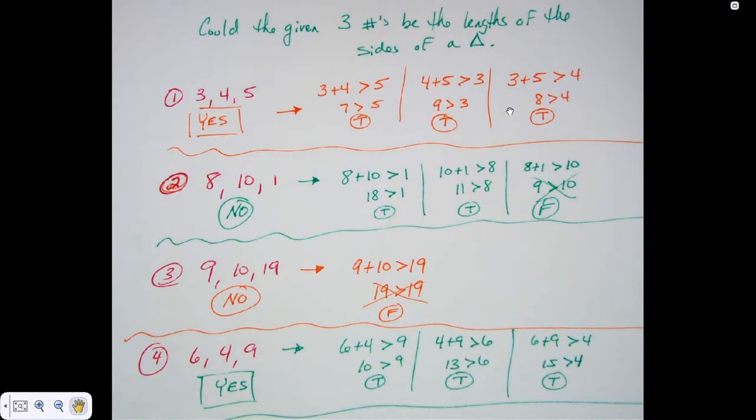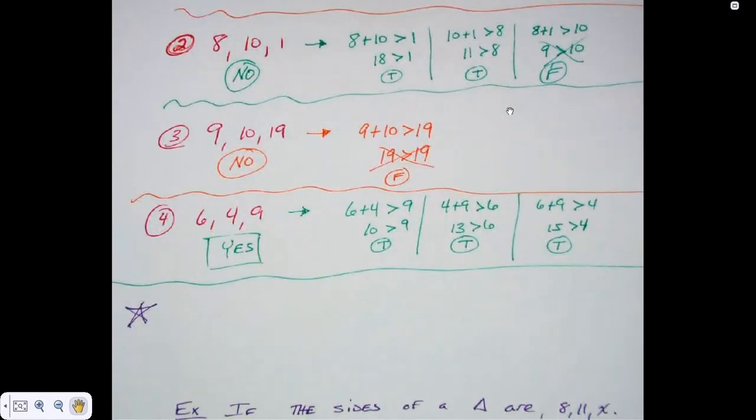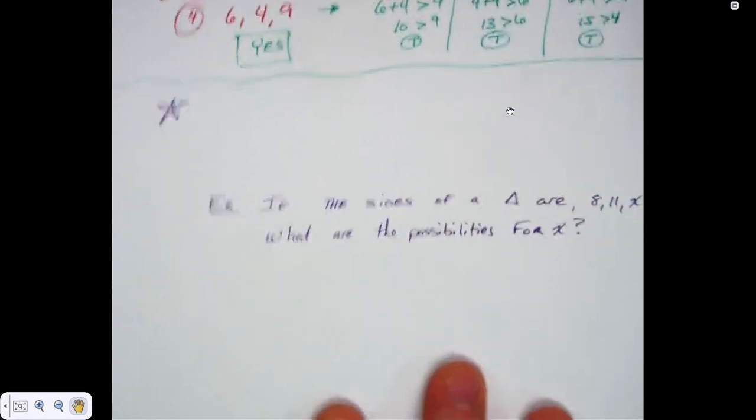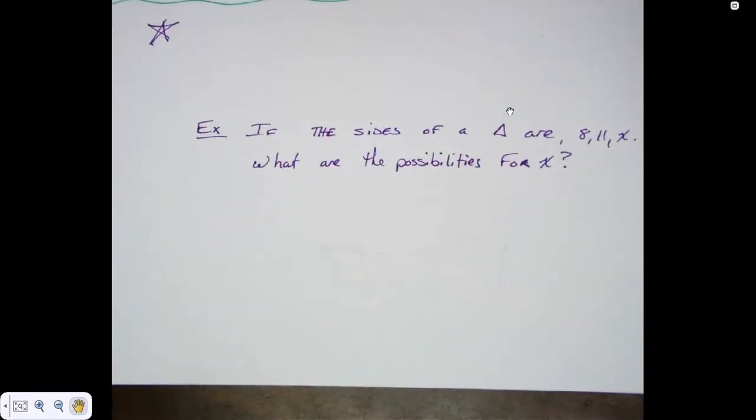The next question I have for you, before I leave room for a statement here in your notes: the first thing is I want to talk about this example. If the sides of a triangle are 8, 11, and x, what are the possibilities for x? Well, what have we said? It has to be what? It can't be bigger than what?